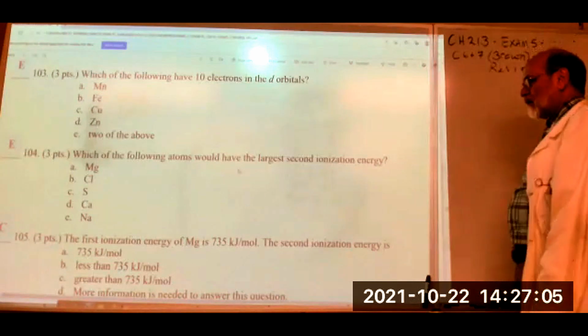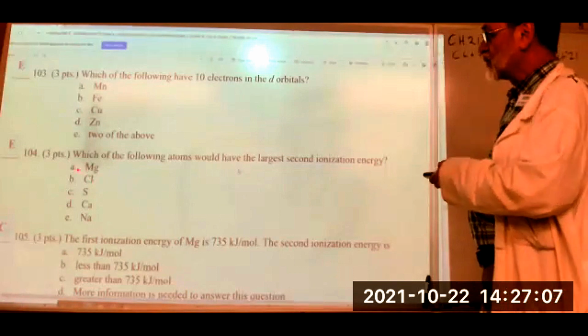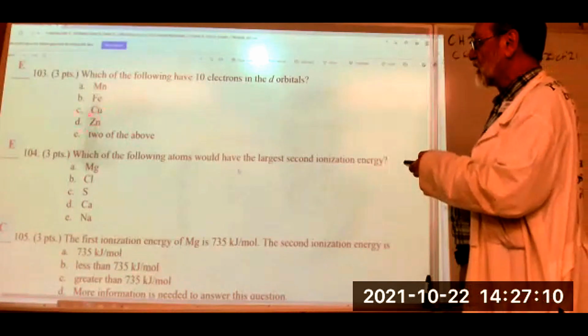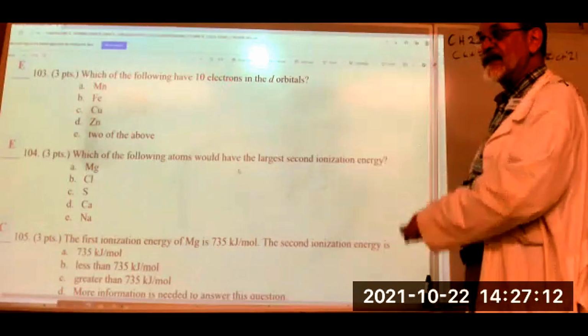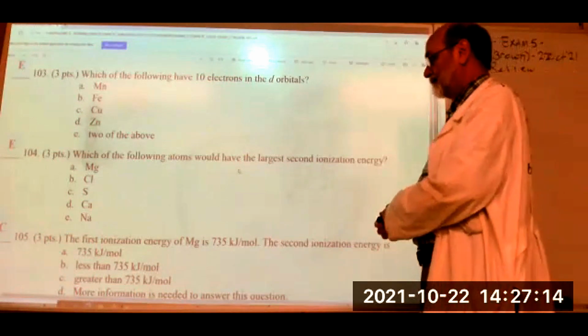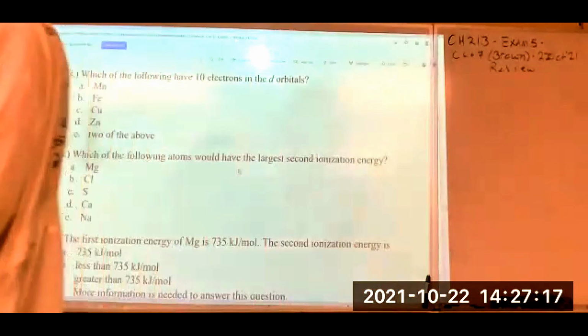Okay, so I didn't write the number up there, but the answer is 2 of the above. Copper and zinc both have 3d10. I just explained why, that's all.